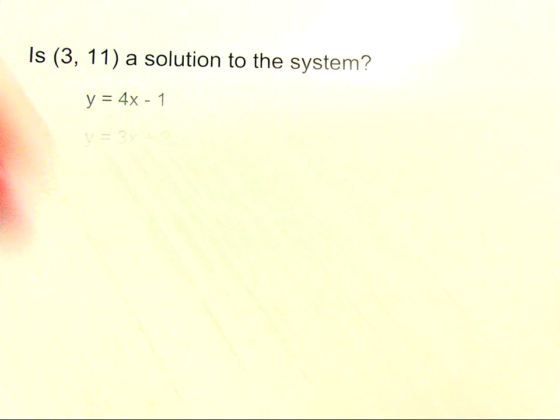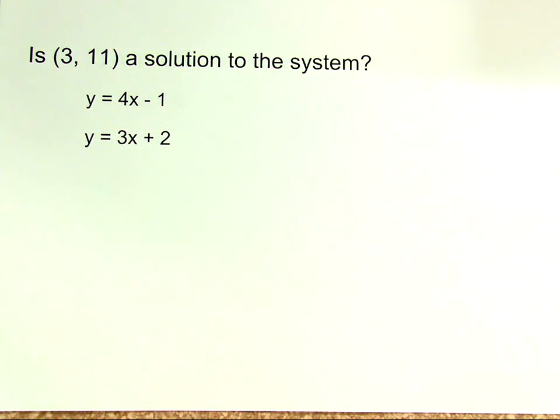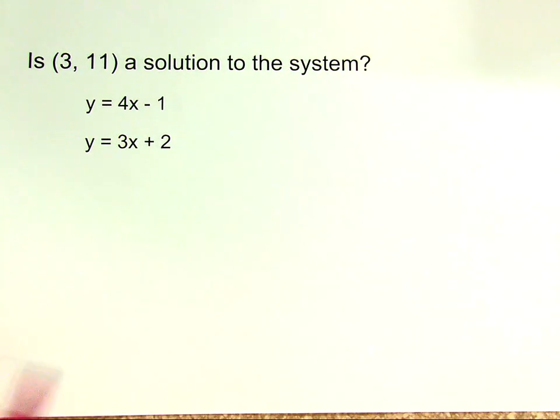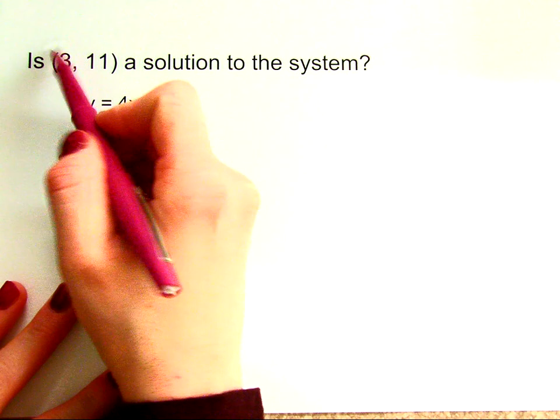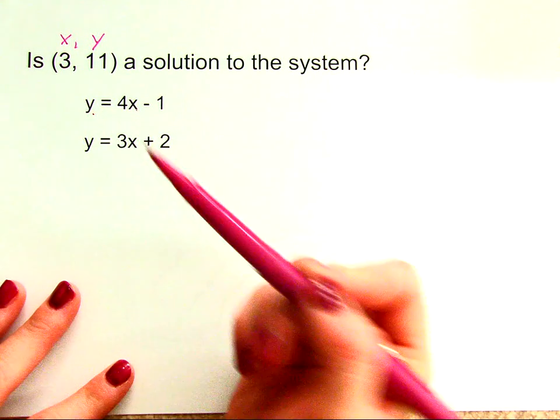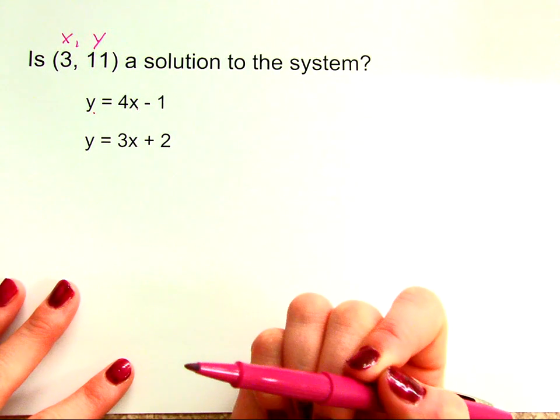Okay. So let's take away the graph for a second and learn how to check a solution. So is the point 3, 11 a solution to the system? So to do this, again, it's basically what we were doing earlier in the video. We're going to plug these in for x and y. For it to be a solution, it has to work in both equations.